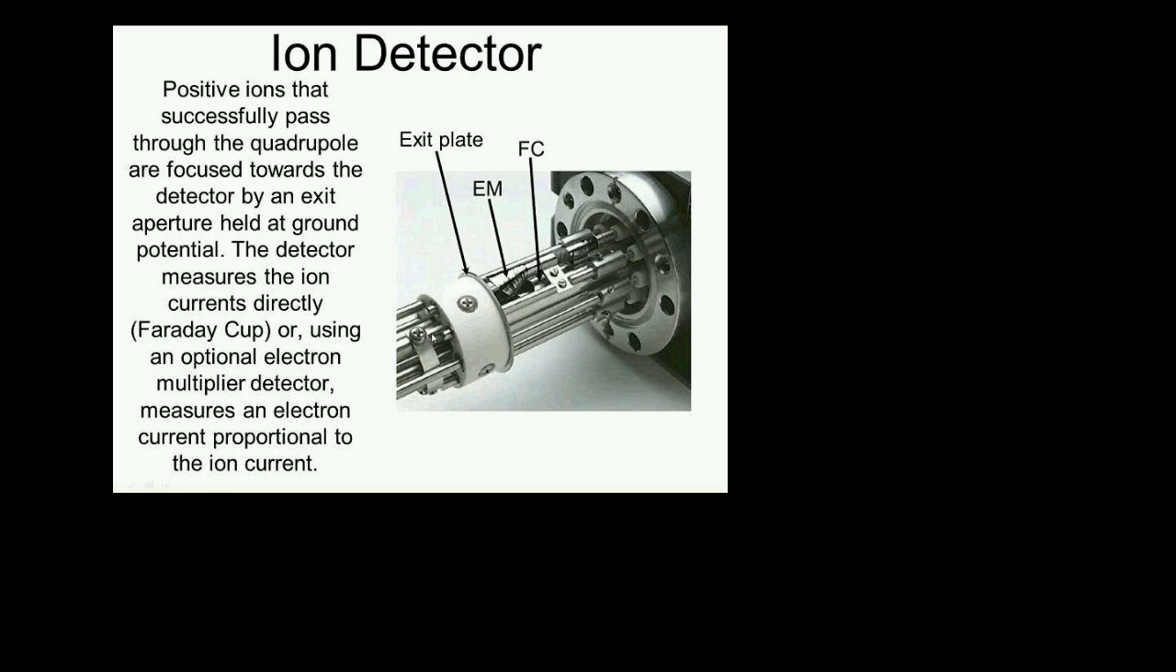And so in this drawing right here, here's your quadrupole. In this photo, here's the quadrupole, and this section here is the detector. That's your electron multiplier. And inside right there, you can see the Faraday cup. It's in the middle. Okay?